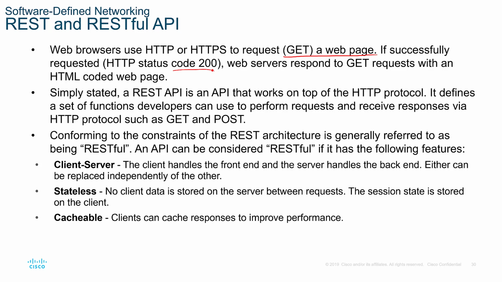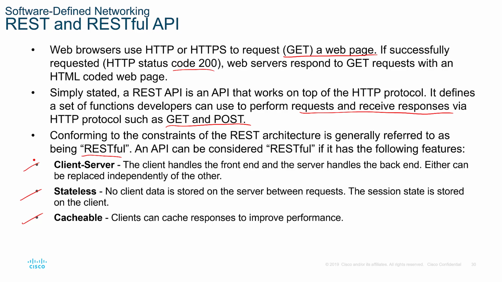Simply stated, a REST API is an API that will work on top of HTTP. It will identify and define sets of functions that developers can use to perform requests as well as receive responses via the GET request or our POST requests. Conforming to the constraints of REST architecture is generally referred to as RESTful. APIs can be considered RESTful if they have the following features: they're cacheable, they're stateless, or there's a client-server structure.